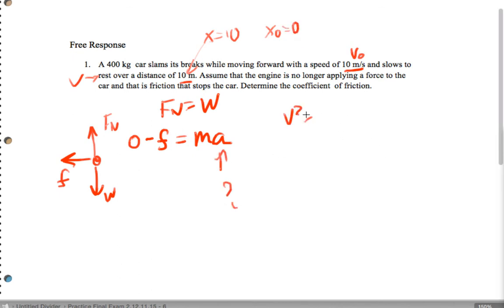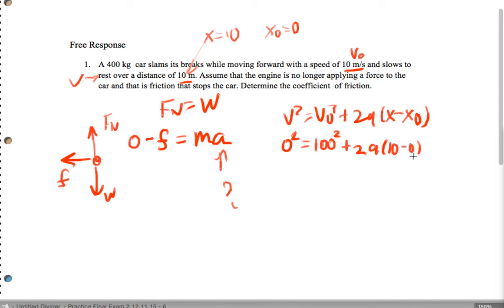So we have v squared equals v naught squared plus 2a times x minus x naught. And so that's going to give us 0 squared is 10 squared plus 2 times a times 10 minus 0. Sorry, that's 10 squared. So we're going to end up getting 100 equals 20 times a. So a is 5 meters per second squared. Let's see what we can do with that.